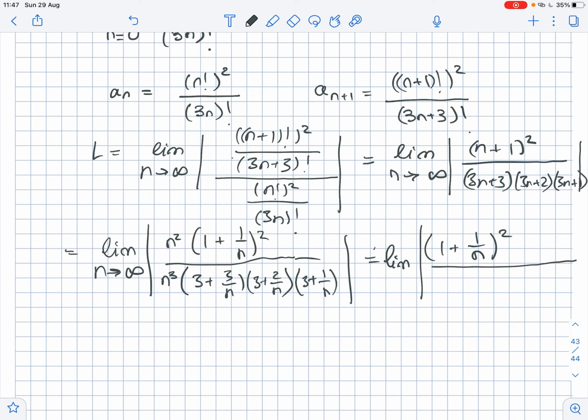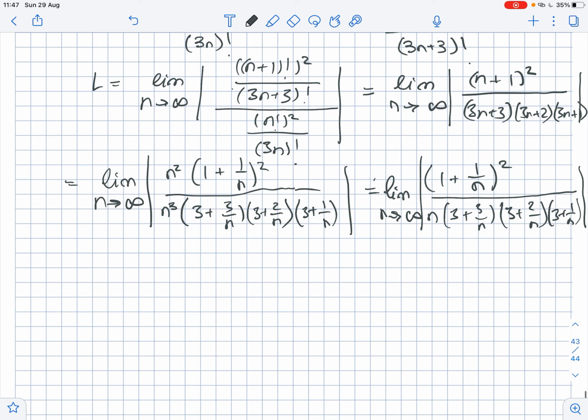Oh, sorry, I forgot the limit. The limit of the absolute value of (1 plus 1 over n) squared over n times (3 plus 3 over n) times (3 plus 2 over n) times (3 plus 1 over n), and n approaches infinity.